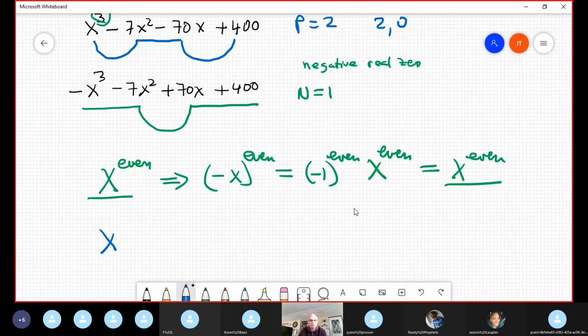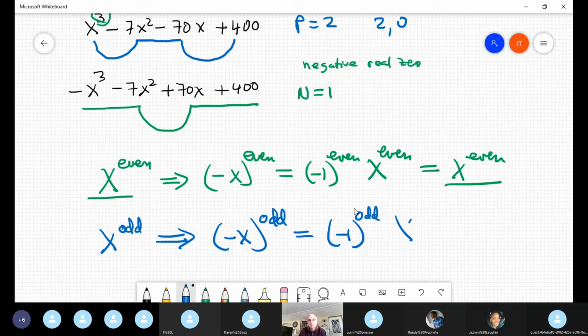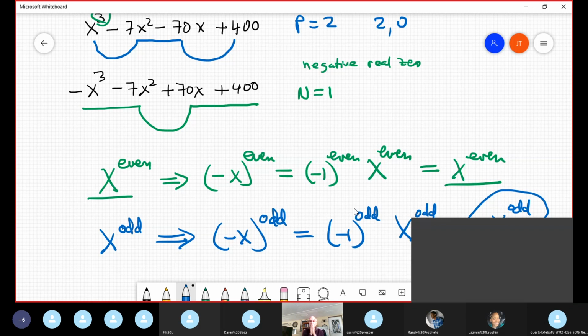However, when it's odd, a different situation happens. When you replace x with negative x to the odd power, it is (-1) raised to the odd power times x to the odd power, and I know that (-1) to the odd power is -1, so negative x to the odd power changes sign. This is the reason I apply the shortcut: when the exponent is odd, change, and when the exponent is even, it stays the same. Clear? Okay, I understand now.